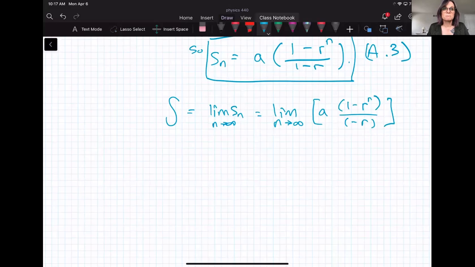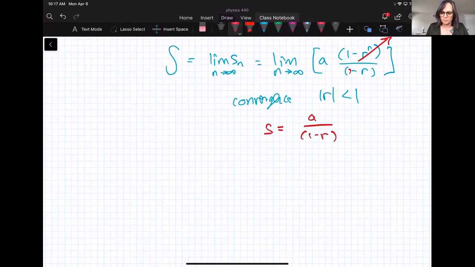When does this converge? R less than 1. Right. So we have convergence for absolute value of R less than 1, because if that's less than 1, then this term goes away, and we have S equal to A over 1 minus R. And divergence for R greater than or equal to 1. Okay?